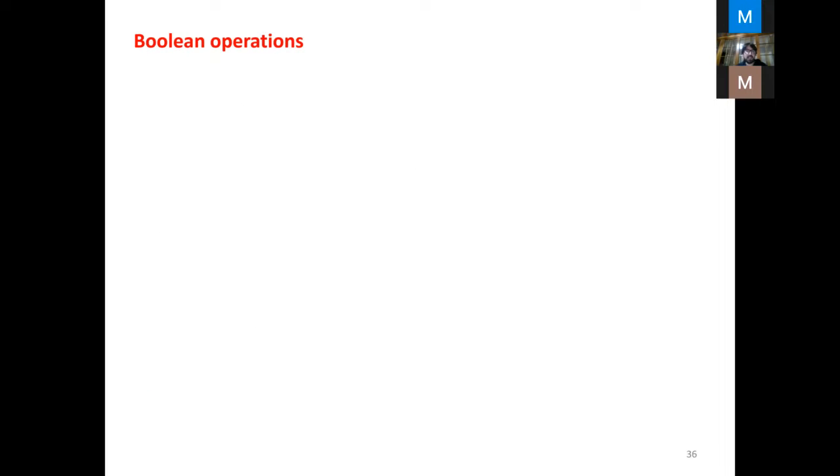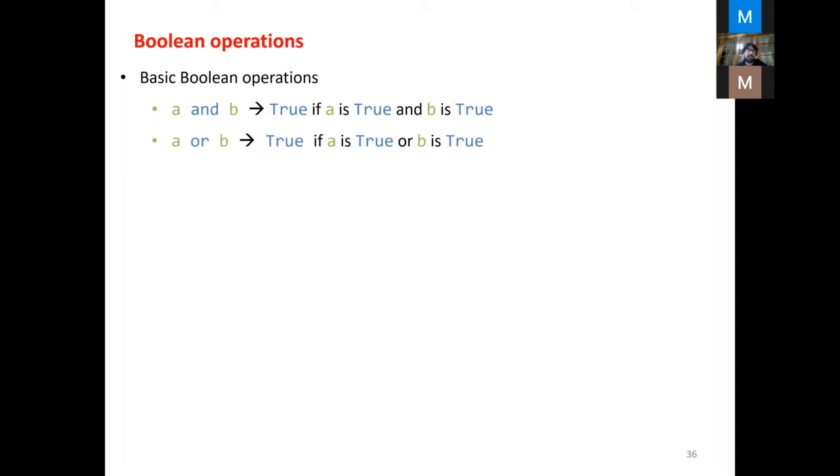And there are some Boolean operations that you can do, whose result is going to be true or false. So the operator and: if both conditions are true, then the condition itself is true. With or: if one or the other is true, then the condition itself is true. Then we have another operator which is called not. And not, of course, if A is true, this condition comes out false.